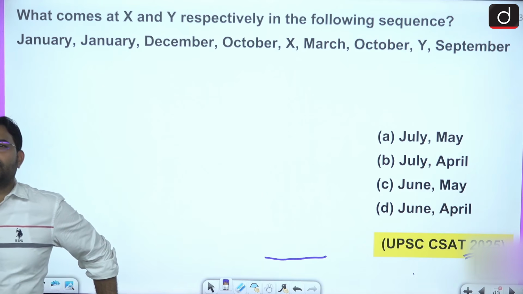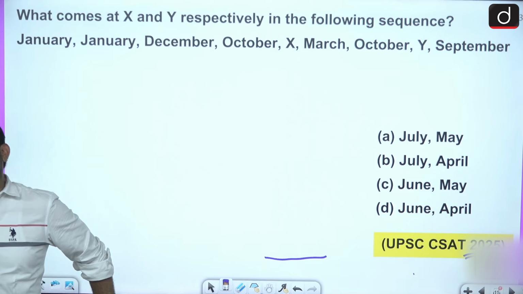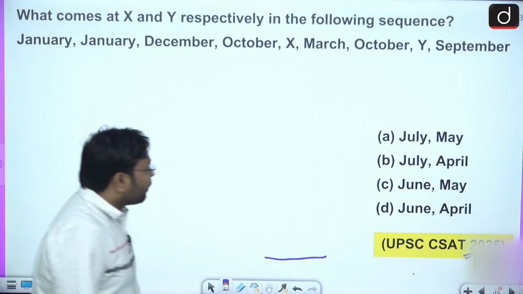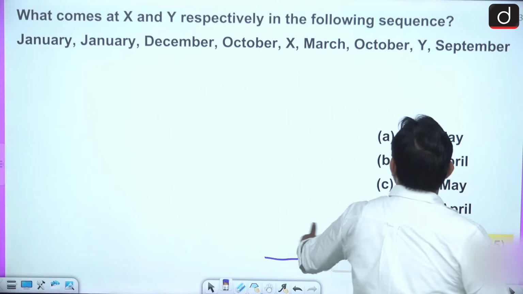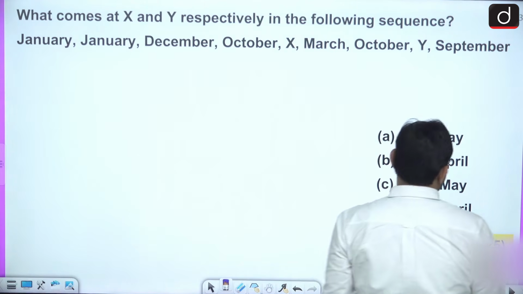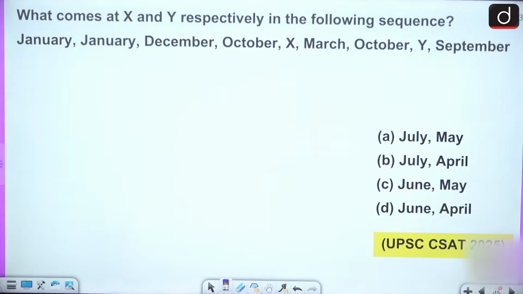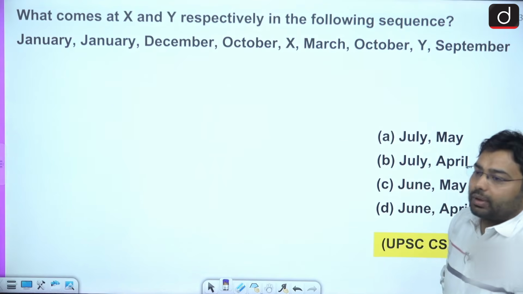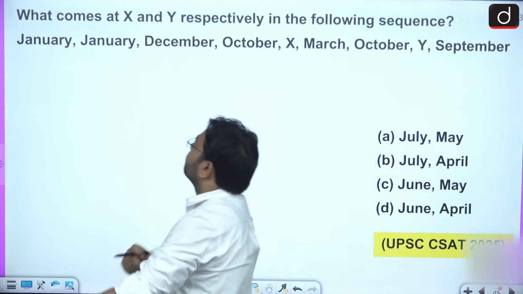Only from the first 1.5 hours of this class you can get 4 to 5 questions out of this. What comes at X and Y respectively in the following sequence? The first one is: Jan, December, October, X, March, October, Y and September.